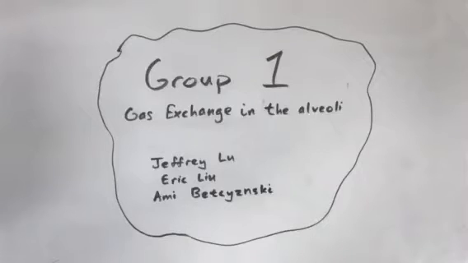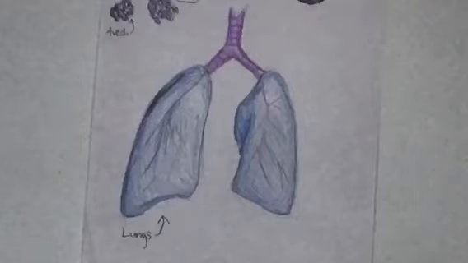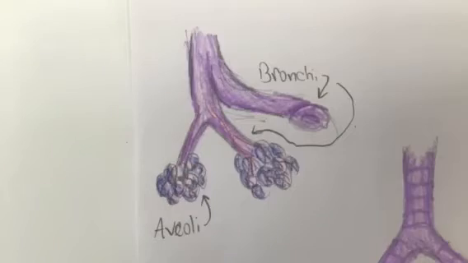Hello, we are Group 1, and we will be talking about gas exchange in the lungs and how it regulates the pH levels of the body. Gas exchange is a primary function of the lungs, involving the transfer of oxygen from inhaled air into the blood and transfer of carbon dioxide from the blood to the exhaled air.